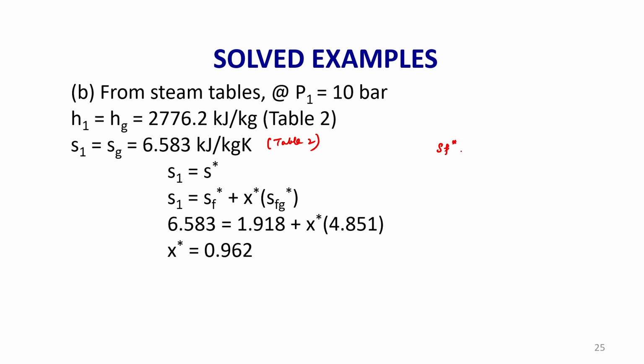Sf star and Sfg star, both these values should be taken at P star equal to 5.8 bar from table number 2. I am taking the property at the critical point, not at the exit point. The dryness fraction at the critical condition is 0.962, that is 96% vapor and the remaining 3.8% liquid. S1 I have taken from the saturated condition.